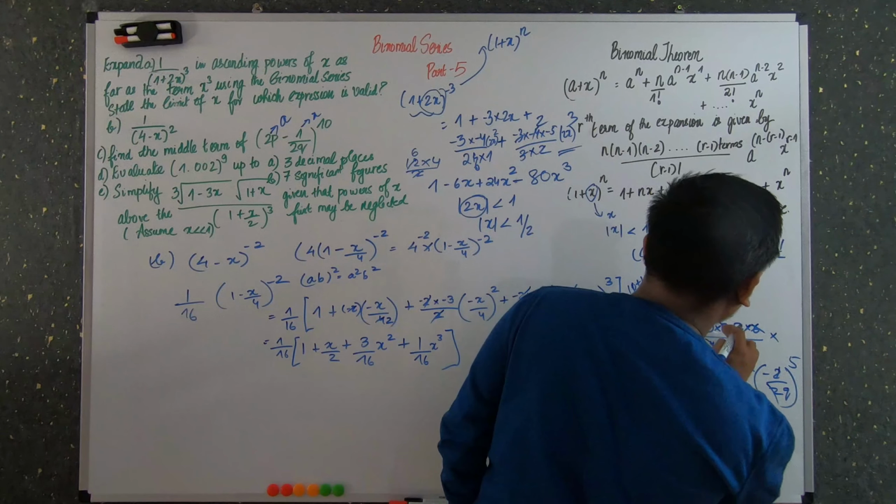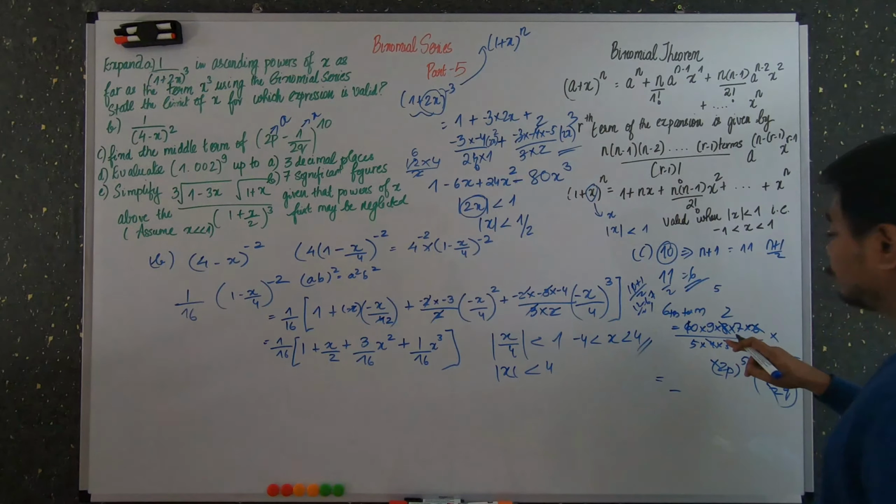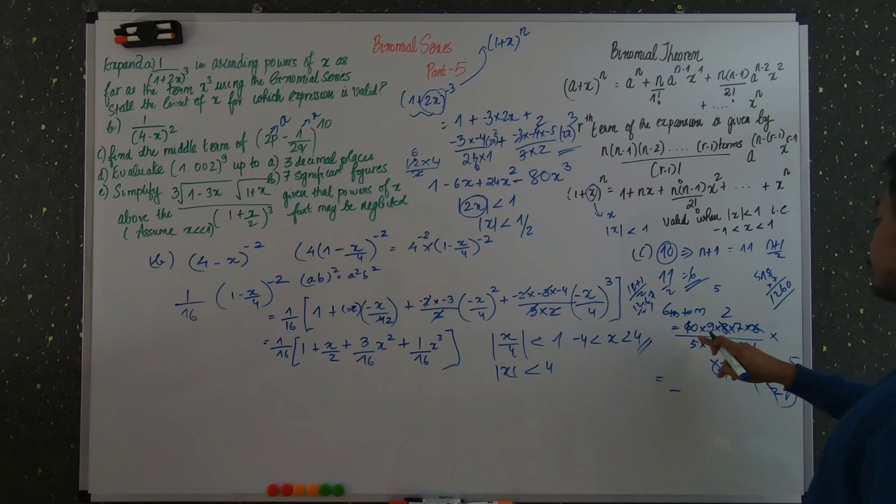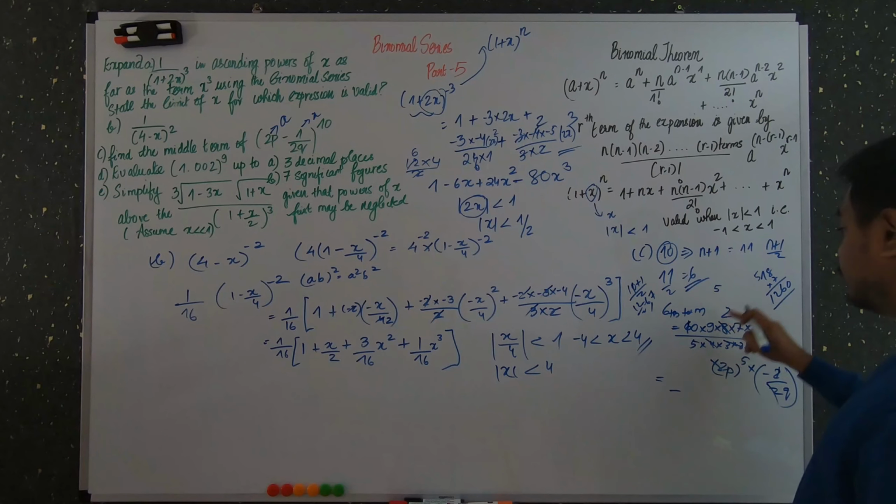So 10 into 9, 90. 90 into 2, 180. 180 into 7, 1260, by 5 it is, right?